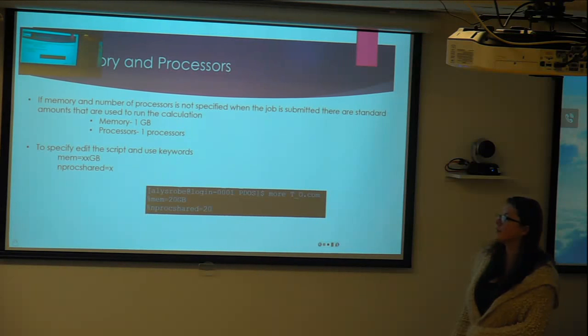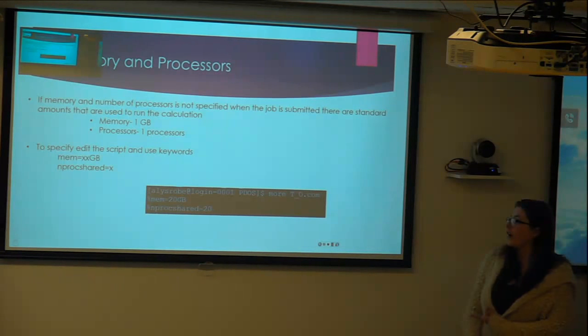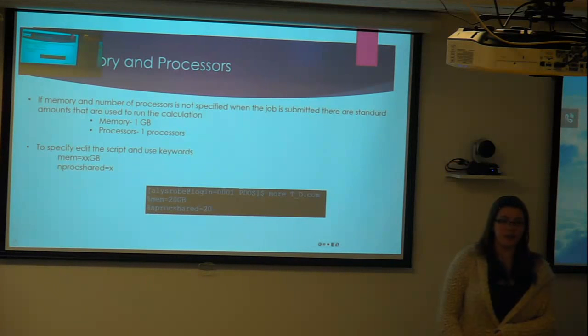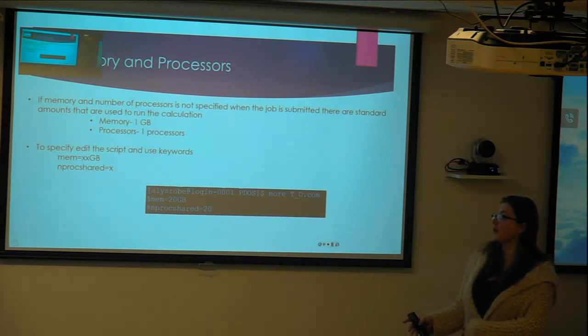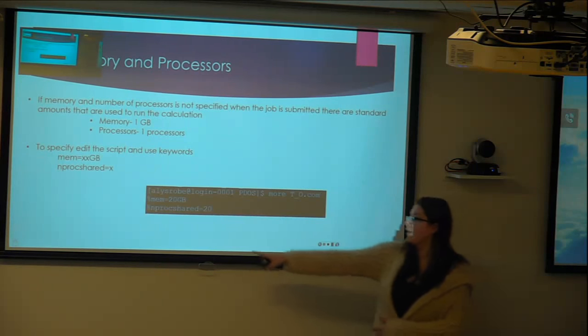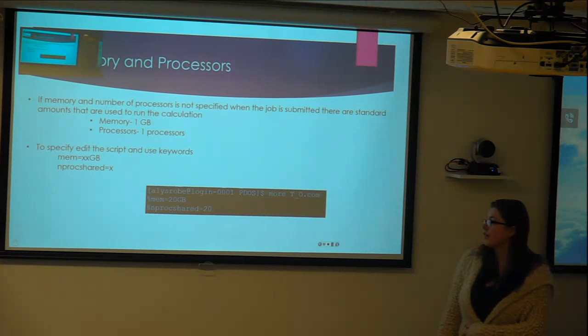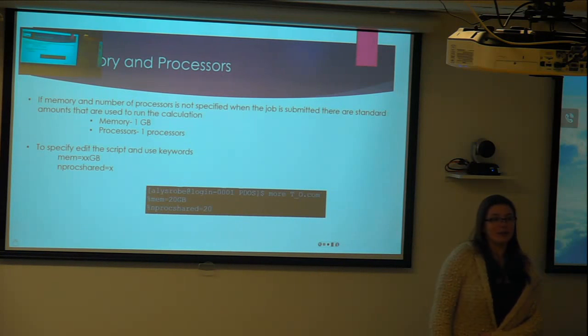And if you want to specify the number of processors, if you don't specify at all in your script, then it'll designate 1 gigabyte for memory and just 1 processor. But if you specifically want to use a certain number of processors in your script, you just type in memory equals, and then however many gigabytes you want to use, and then the number of processors shared equals whatever number of processors you want to use. And yeah, that's it.